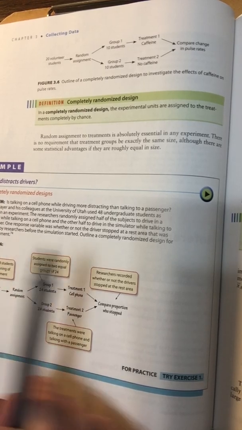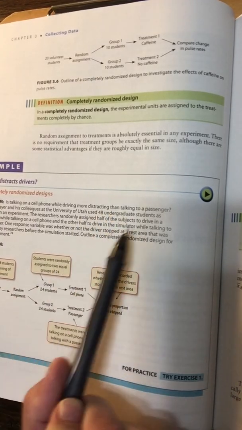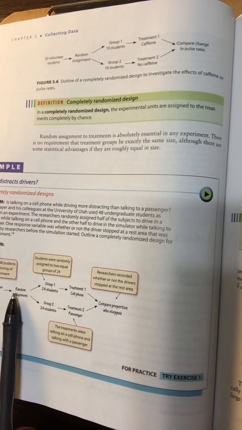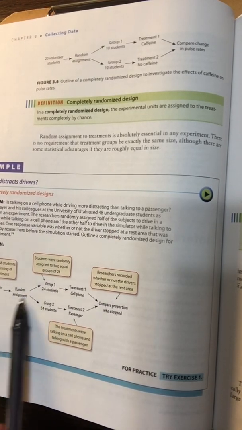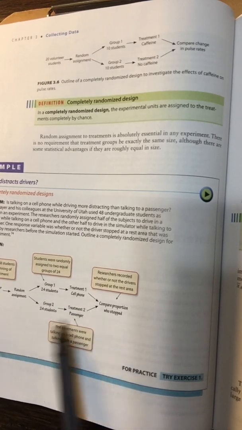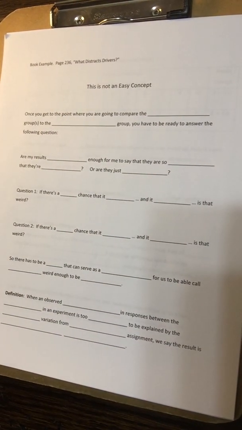simulation started. Okay, so they didn't break these people into any groups other than, we started with 48 of them, we went straight to the random assignment with no order whatsoever. 24 of them got the cell phone, 24 of them got a passenger, and we compare to see if there's any differences. Okay, that's a completely randomized design.